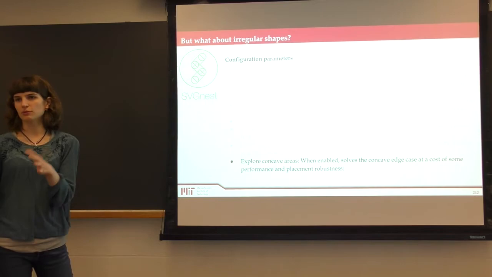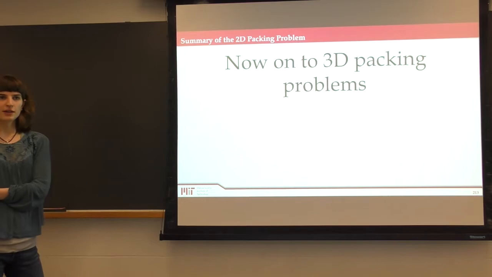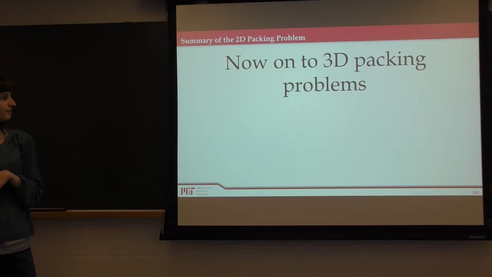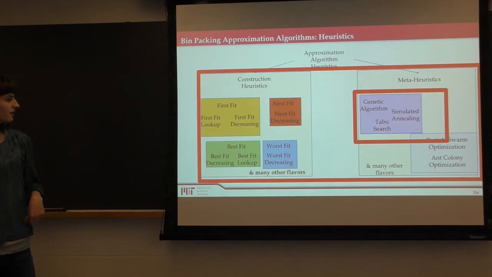So, for 2D, these not too complicated algorithms generally do pretty well. But we live in a three-dimensional universe, so we ultimately need to think to some degree about three-dimensional packing. This tends to be significantly more complex than the 2D case, just like the 2D case was significantly more complex than the 1D case. We're going to just focus a bit on the metaheuristic side of this for now, just to keep things simple.